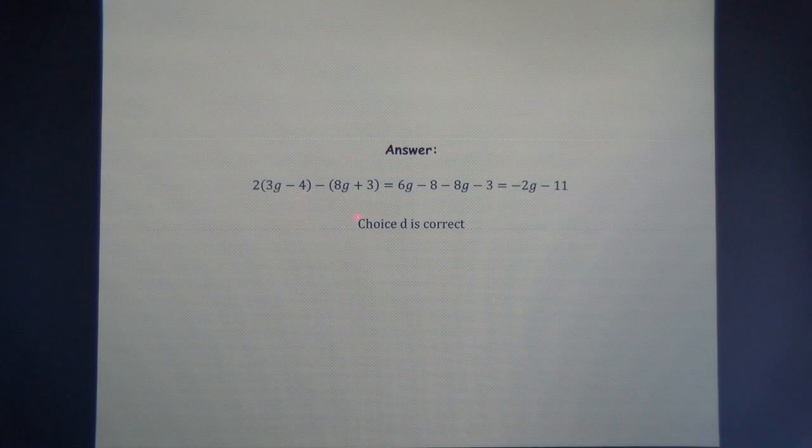I distributed the 2 to 3g minus 4. Good. And then I got 6g minus 8. And then I put a 1 in front of the second pair of parentheses. Great. And I ended up with 6g minus 8 minus 8g minus 3. And then I combined 6g and 8g and negative 8 and negative 3. Good. Nice job. Everyone agree? Mm-hmm. Okay. You got to feel really good when you go into that test.